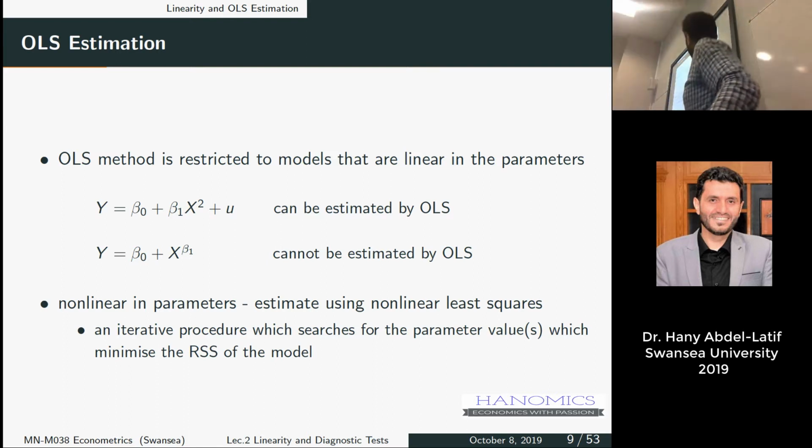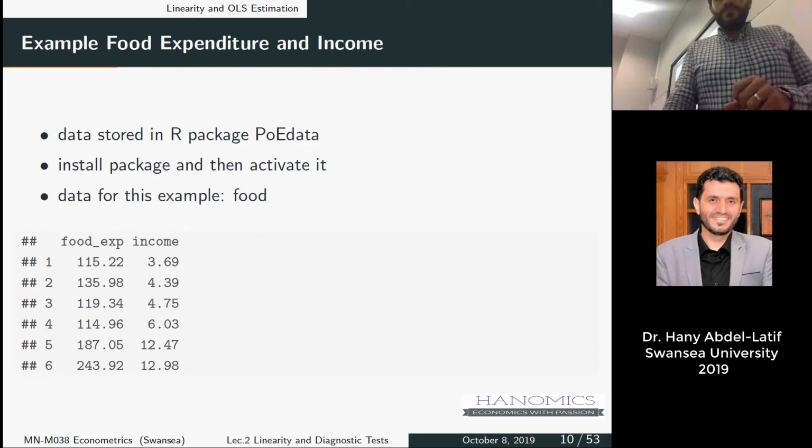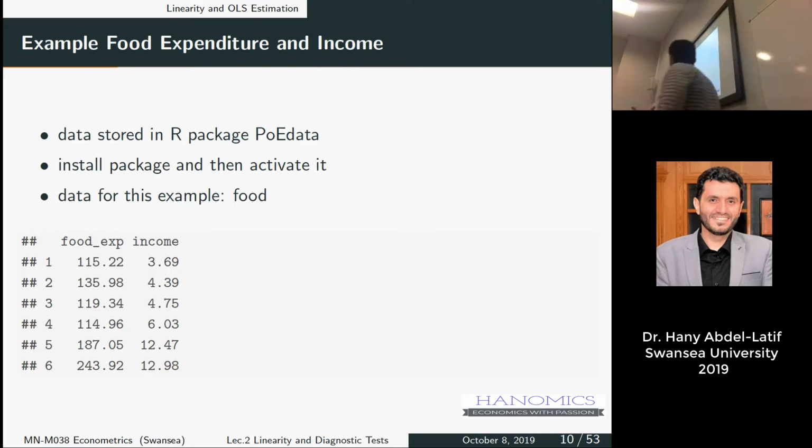So the first equation can be estimated by OLS. The second equation cannot be estimated by OLS. Because it has nonlinear parameters, we use nonlinear least squares, which is a different method we will not cover in this course. So what we're talking about is linearity in parameter. Okay, so let's just have an example.